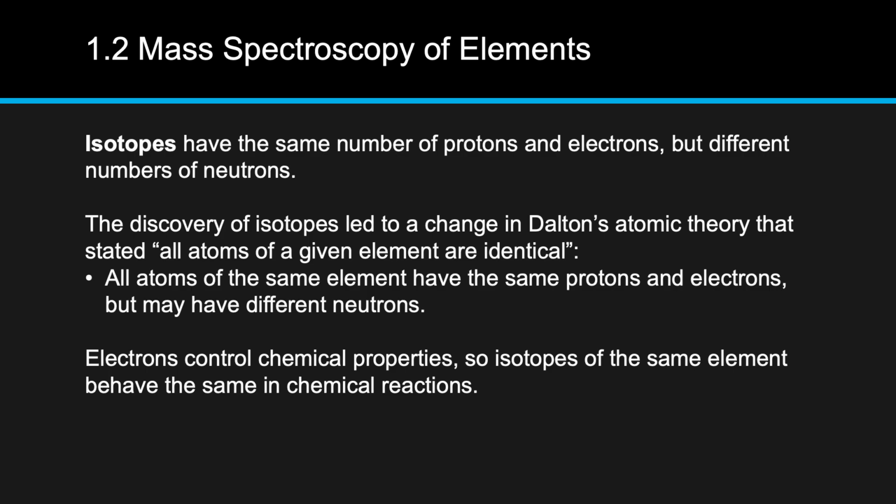So isotopes are defined as having the same number of protons and electrons, but a different number of neutrons. This discovery of isotopes updated Dalton's idea that all atoms of an element are identical, because now we know that atoms of the same element can vary in mass, but their chemical behavior is going to stay the same because they have the same number of electrons.